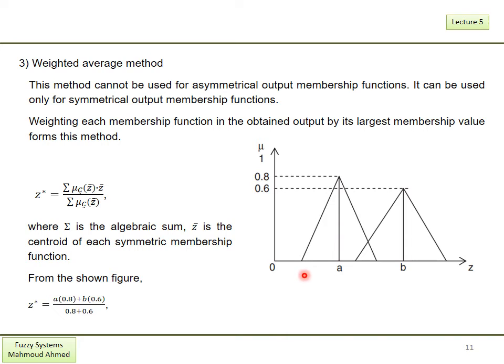And for example, here we can directly calculate the weighted average by getting the value A multiplied by the maximum value of the membership function and adding it to the value B multiplied by 0.6, which is the maximum value of the other membership function, and dividing it by the maximum value and the maximum value. This way, we can obtain the weighted average. This method again can be applied only on symmetrical membership functions.